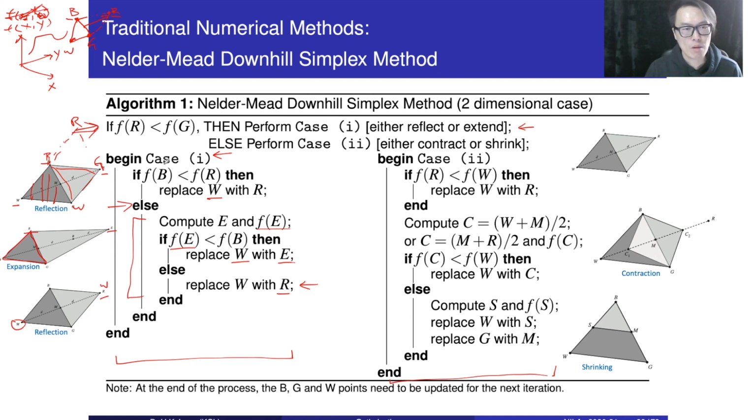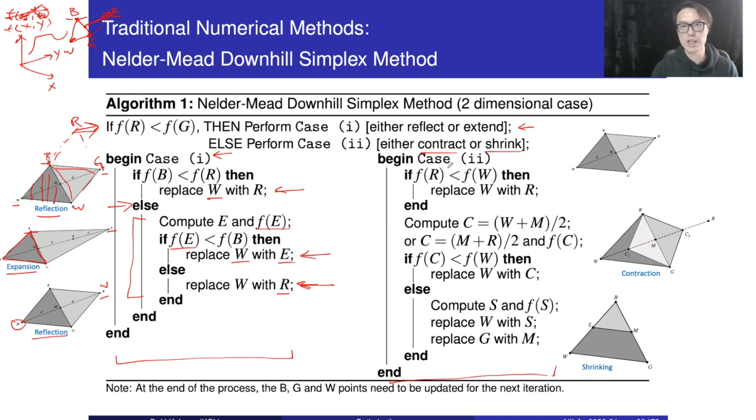Now in case 1, in this step we end with refraction. In this step, we end with expansion because we replace W by E. In this step, we end with refraction. And now, what about when this case is not satisfied? That means R is larger than the cost of G. It means that this is not a good search direction. It indicates that maybe we already flipped the triangle to the local minimum. Now we are surrounding the local minimum, so we are going to do contraction or shrinking.